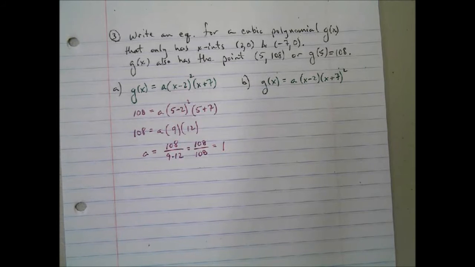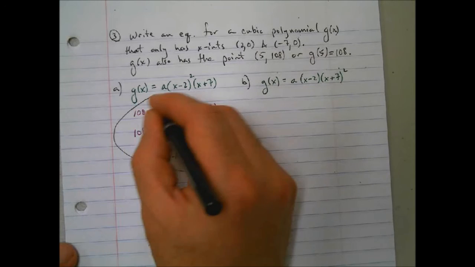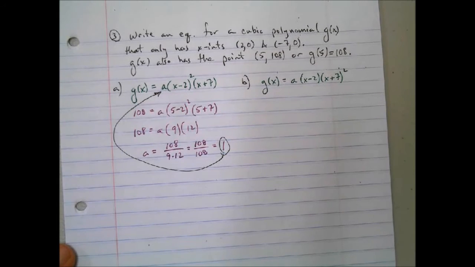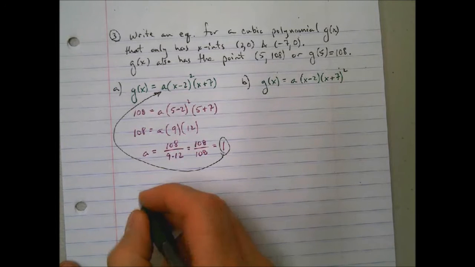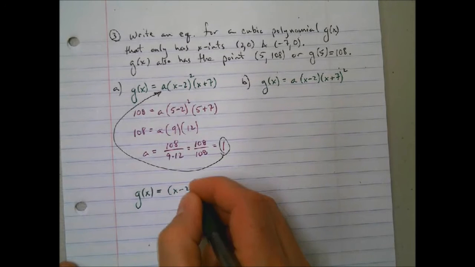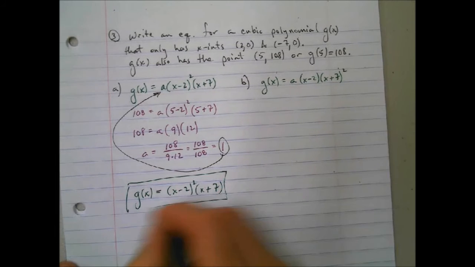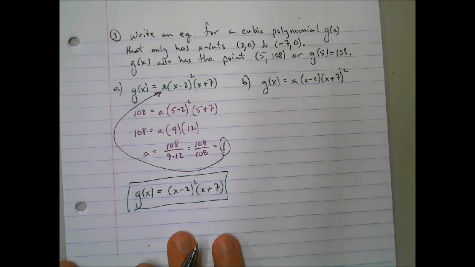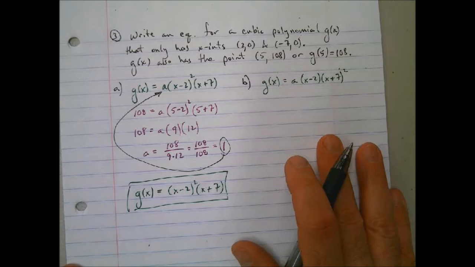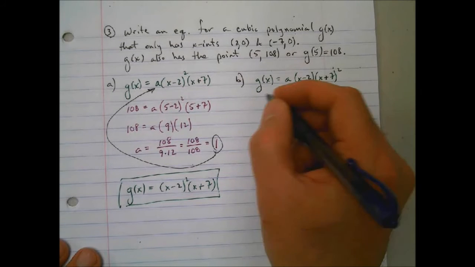Now, sometimes we work it out and A is positive 1. Now, when A is positive 1, do we actually have to write the positive 1? You don't have to write the positive 1. So g of x equals x minus 2 quantity squared times x plus 7. So that's one possibility, but we have the other one over here. We're going to work that one out as well, because it could work either way.